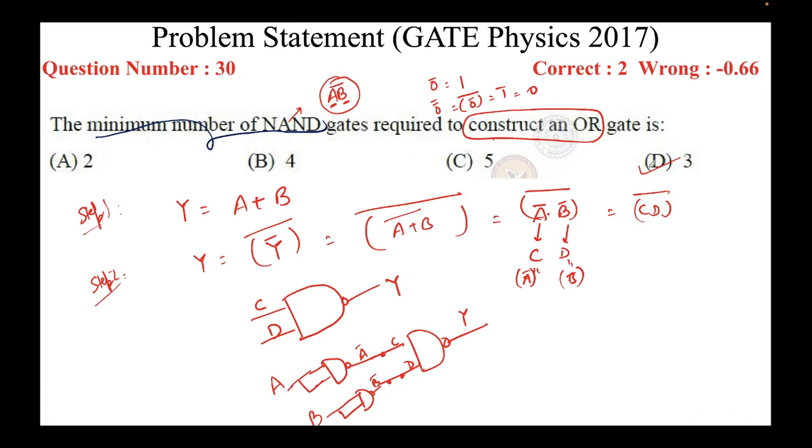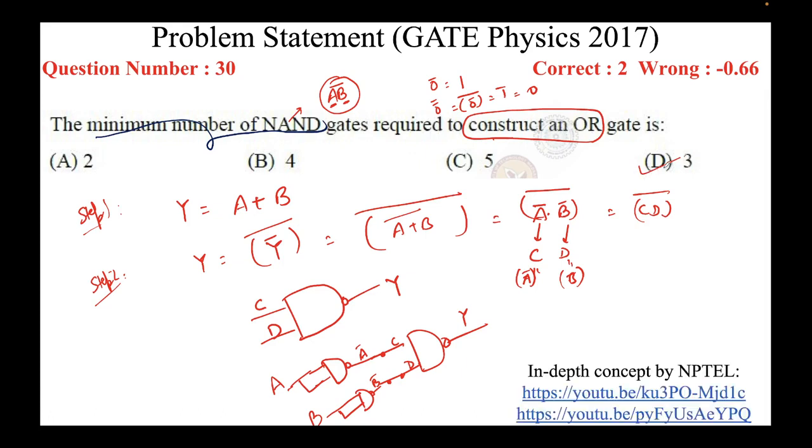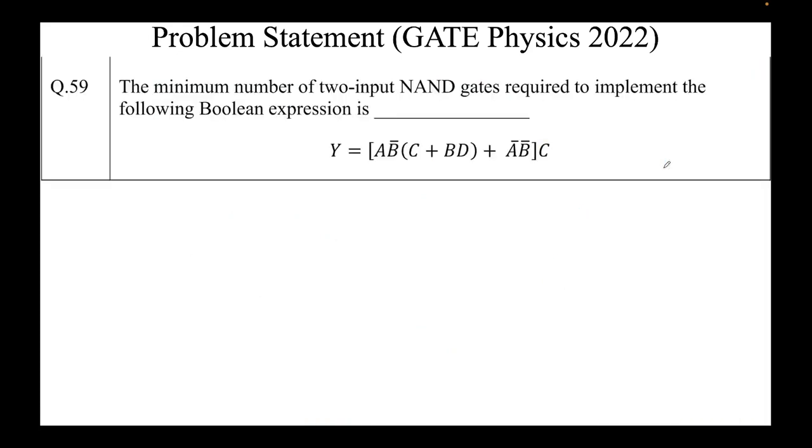So the correct answer here is 3. Right. So this is not a straightforward question. Even if you know theory, you could solve it. However, in GATE 2022, the examiners knew that students are learning the theory. So they complicated the things.